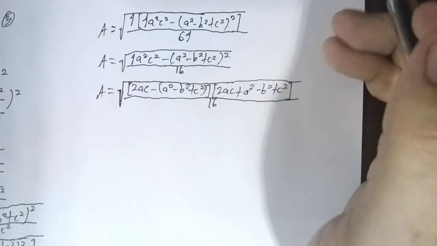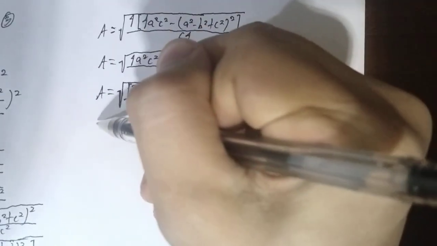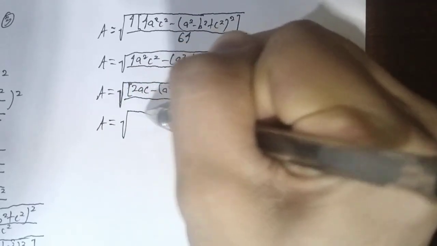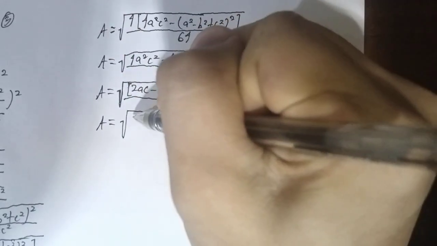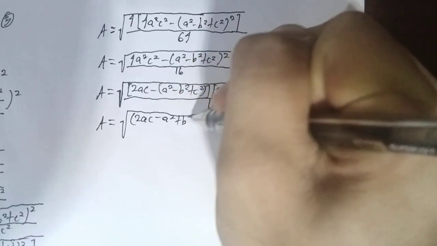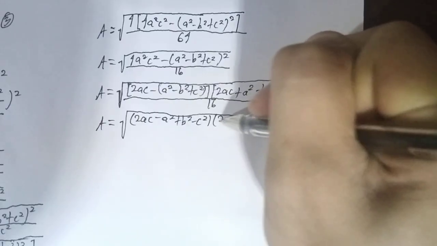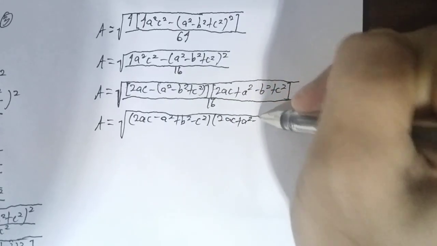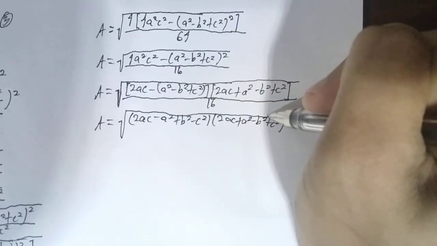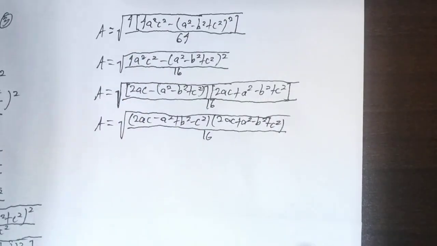All right. And then in here, we would distribute the negative. So we can see that A is equal to the square root of the quantity 2ac minus a squared plus b squared minus c squared multiplied by the quantity 2ac plus a squared minus b squared plus c squared, all over 16. Good.